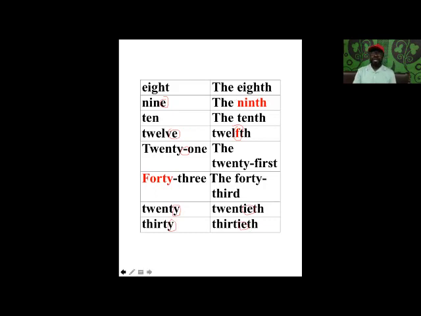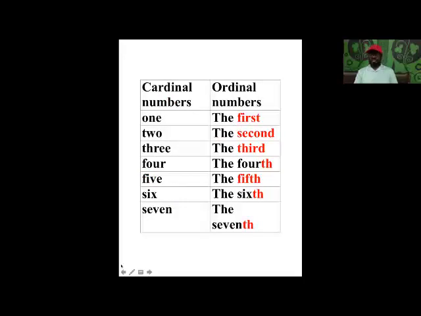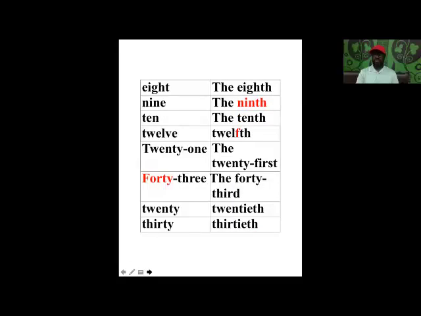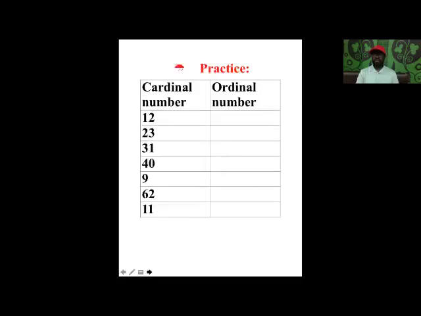Remember, copy this in your book. Why? To learn the spelling. Practice. Get your book and start writing. Cardinal number, ordinal number. Write this in your book. Pause the video and start writing.